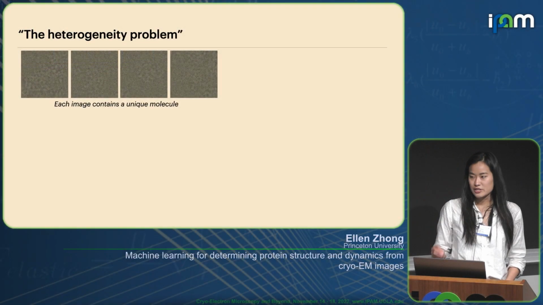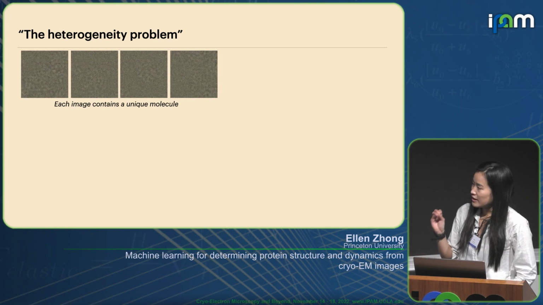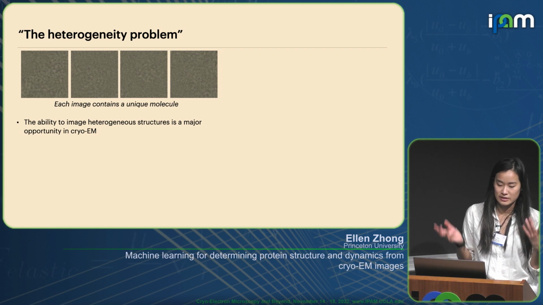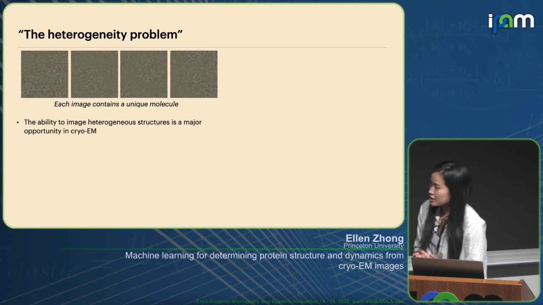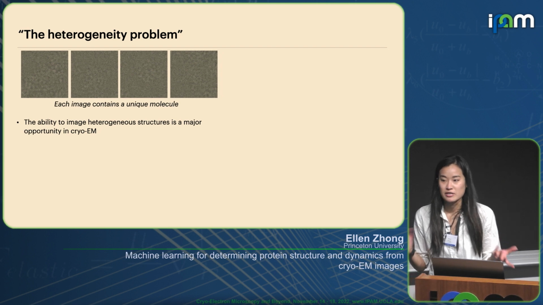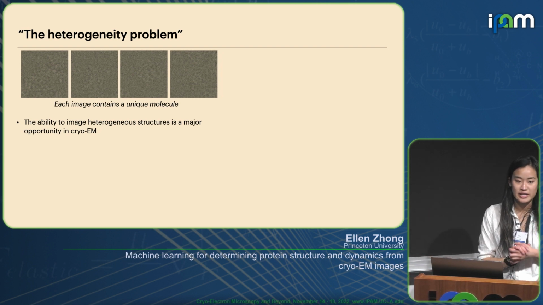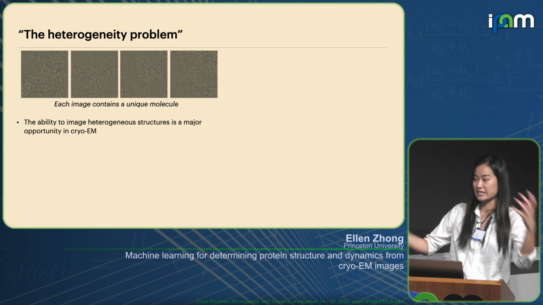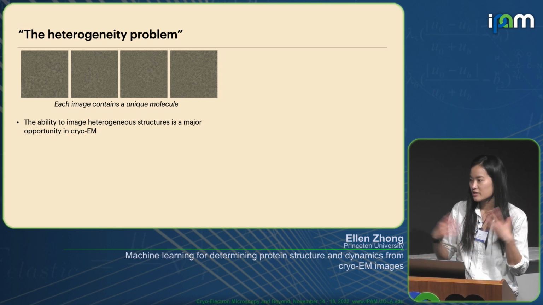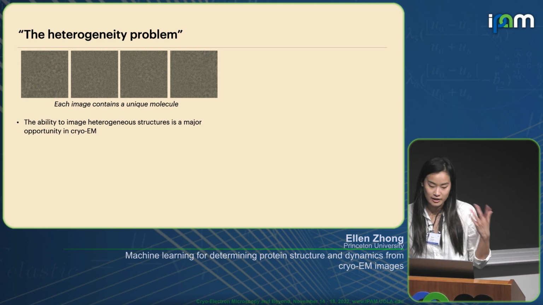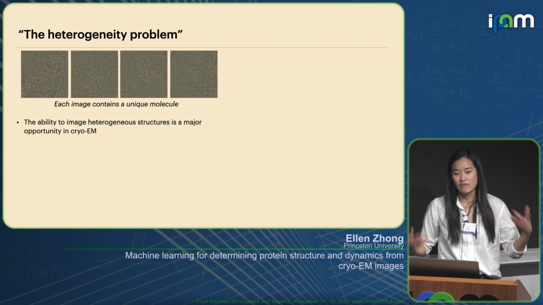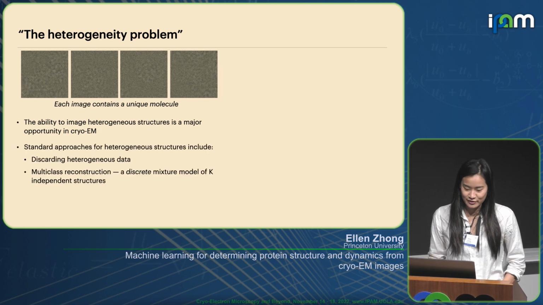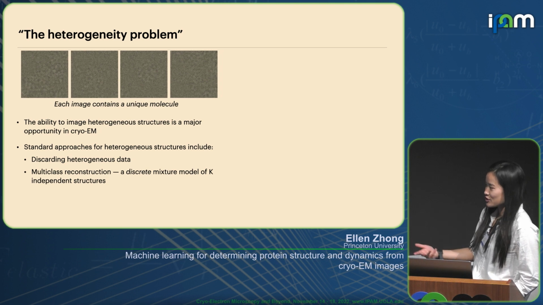So that's for the homogeneous problem. The heterogeneity problem is actually one of the major opportunities in cryo-EM. Each image here contains a unique molecule, which might be in a different conformational state. Unlike in crystallography, where we've experimentally rigidified each copy of our molecule into a crystalline lattice, in cryo-EM we actually get the experimental data of the potential conformations of our molecule of interest. You can imagine how this opportunity is really a problem on the reconstruction side.